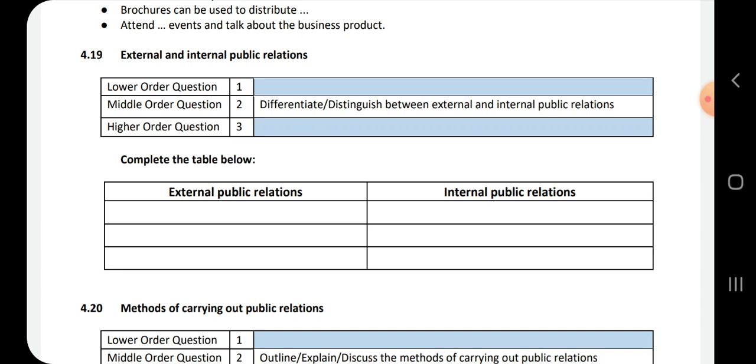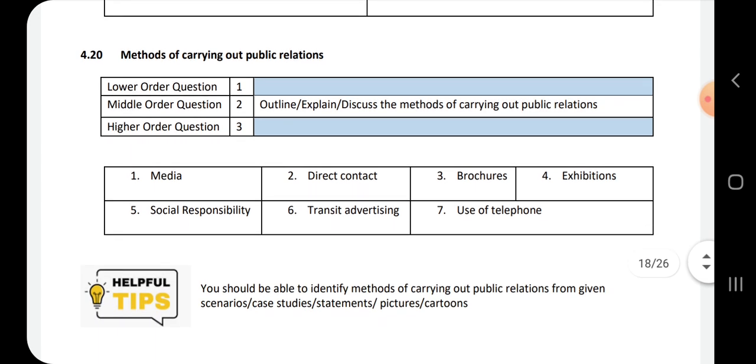And then external public relations is that people outside the business, consumers, everything in the market, components of the market environment, actually get along with the business. Okay, it gets along with competitors, customers, suppliers, other people outside, civil societies, and all. So that is external public relations. It's the relationship of the business and other stakeholders. So, methods of carrying out public relations.